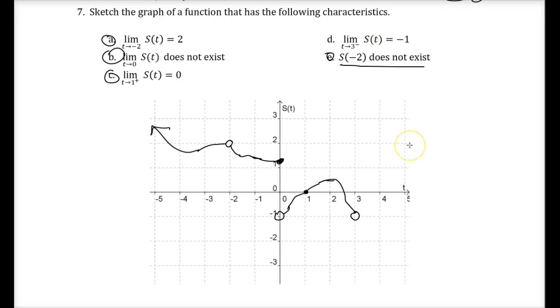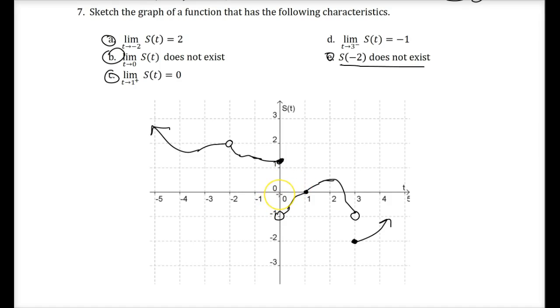Now what I'm going to do, I'm going to do a jump discontinuity and start down here and then just kind of go like that. And so that way I don't really care about what's happening to the right. So I can put anything I want to the right, but I know to the left it has to be approaching -1. So that's what I have. So this is an example of what you need to have.